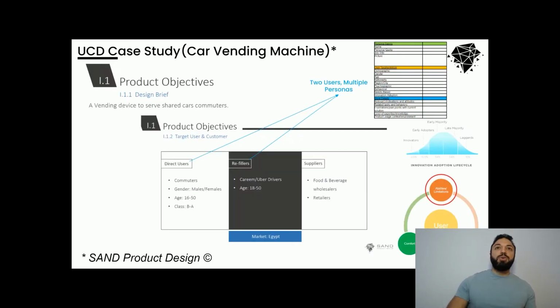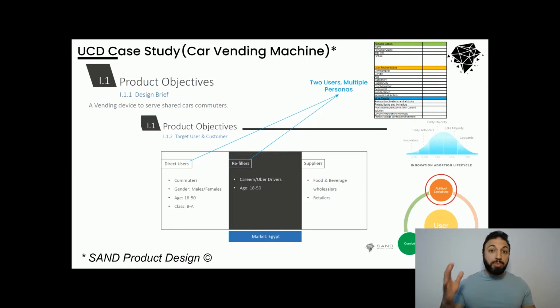Okay, so the UCD case study is about a car vending machine. As we call them in Sun, we have an abbreviation for every one of our products, something regarding the filing and technical documentation filing system, where we abbreviate every product into 3 words, and these become 3 letters. So in this case, it's CVM, or car vending machine.